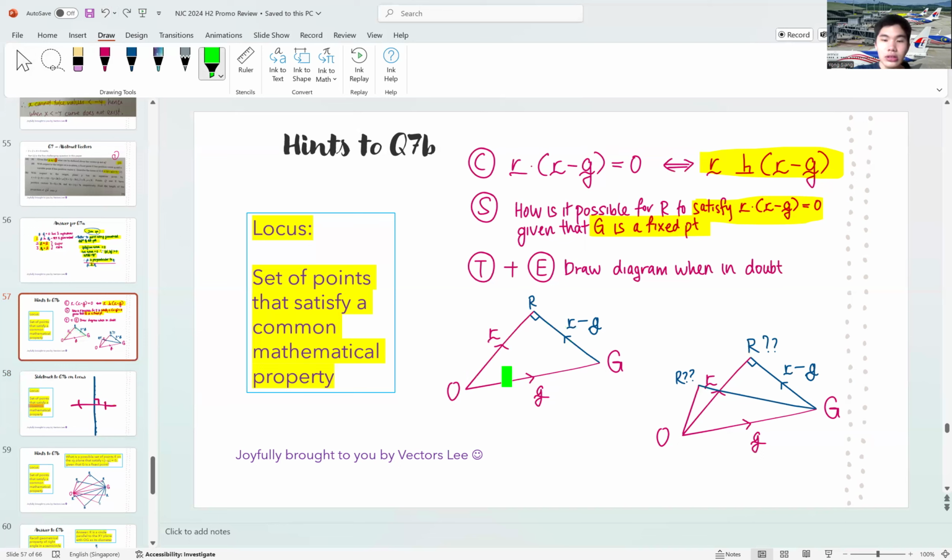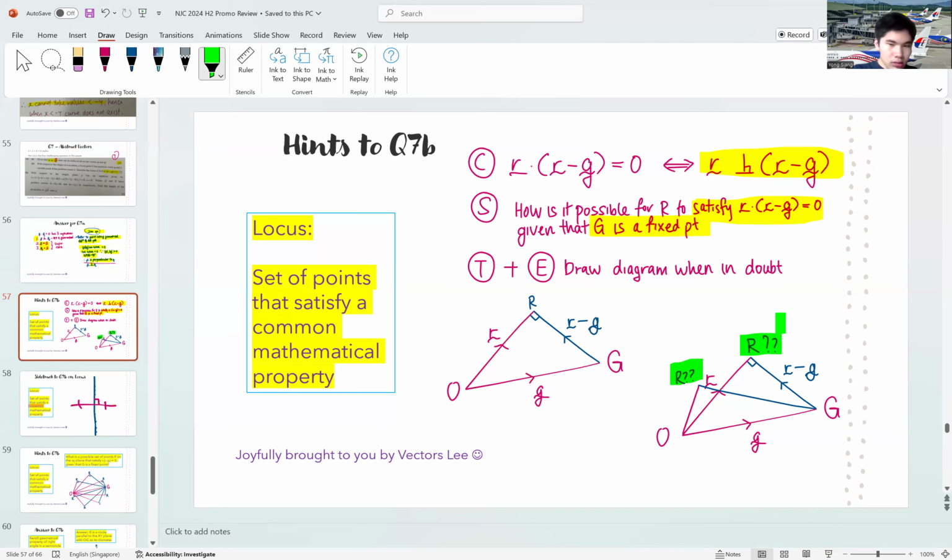But what if, let's say, you can see here, O, R, G form a right angle triangle. Because O and G are fixed points, they cannot move. But what if I draw another right angle triangle here? There is also another possible point of R. So from here, I get two possible points of R.